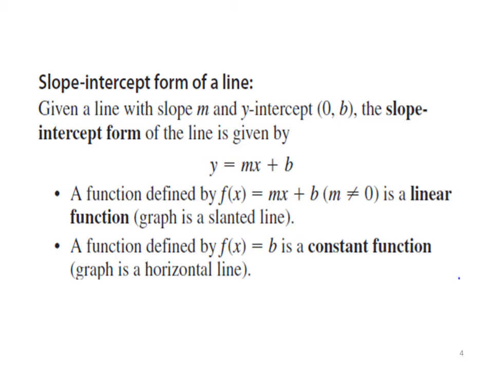Of course, m doesn't equal 0. If m equals 0, you have a constant function. But if m does not equal 0, you have a linear function. The graph will be a slanted line, and it will have a slope to it. If m is equal to 0, then you have the constant function f of x equals b. Here it will be a horizontal line. You can think of a horizontal line as a function f of x equals a constant. Here the slope will equal 0.